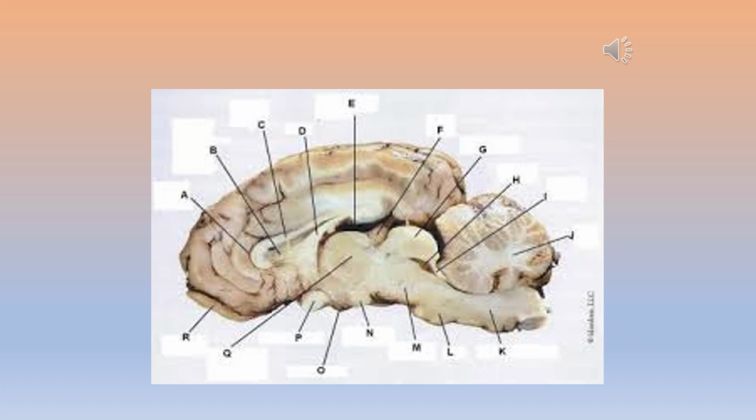And letter R, that is the olfactory bulb, the olfactory nerves attached to the olfactory bulb, which becomes the olfactory tract, which goes to the olfactory cortex. So we will talk about that when we get to the olfactory pathway in the senses chapter.